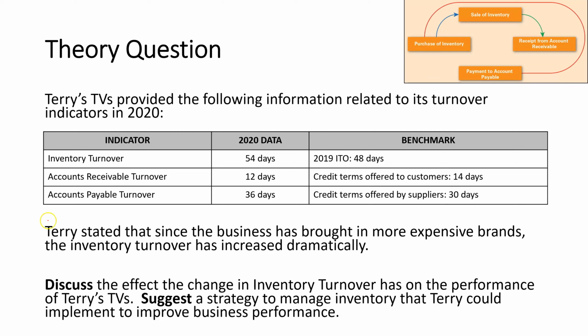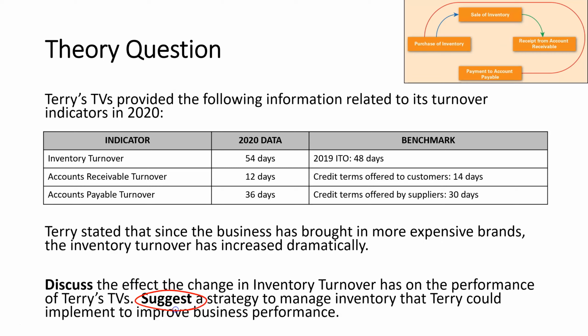So in addition, we've got a bit of additional information here. Terry has stated that since the business has brought in more expensive brands of TVs, the inventory turnover has increased dramatically. Now, he doesn't mean that that's improving. He actually is meaning that it's taking longer, and we can see that because between 2019 and 2020, it's gone up by 6 days. So this question asks us 2 things. Discuss the effect the change in inventory turnover has on the performance of Terry's TVs. Suggest a strategy to manage inventory that Terry could implement to improve business performance.